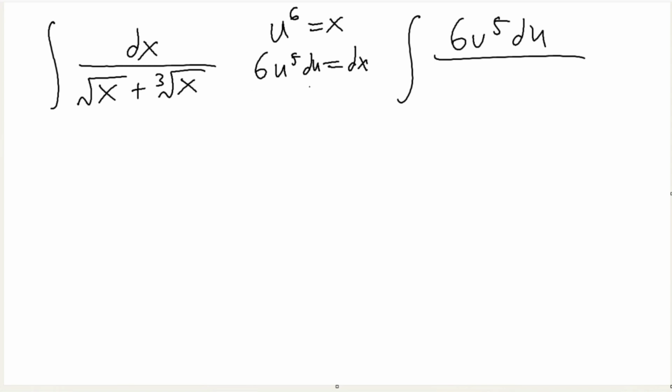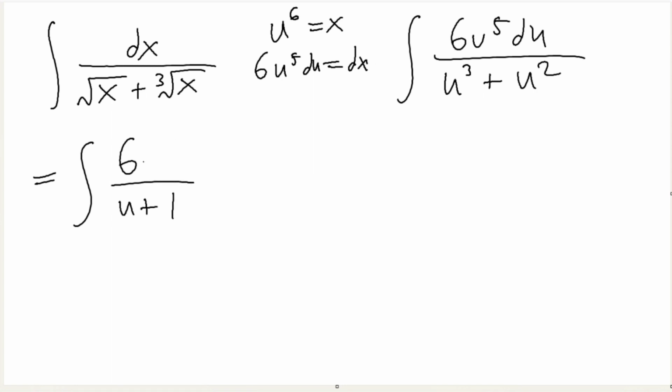U to the power of 6, that's u cubed. U to the power of 6 in here, that's u squared. You can cancel it. There are so many cancellations. Beautiful. Divide everything by u squared, and you get u plus 1, and then u cubed.